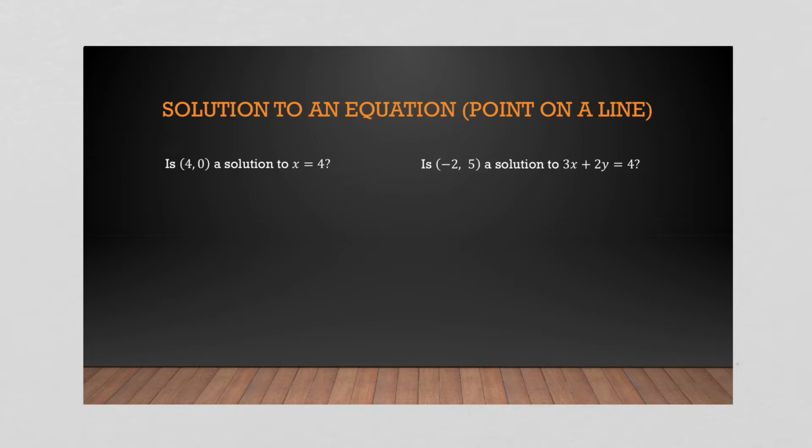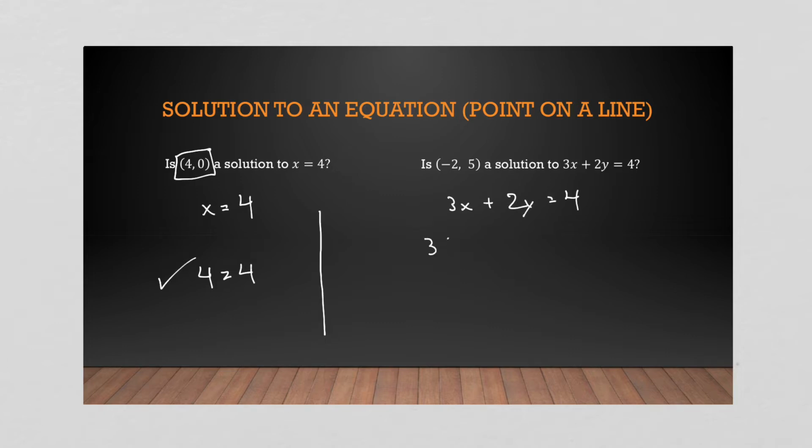A couple more. So now, this is technically a weird standard form because I just have an x, but it still works. And I'm still plugging in my x value. So 4 equals 4. Yep, that works. That's a vertical line. And then here I'm plugging in negative 2 for my x value and 5 for my y value. So 3 times negative 2 plus 2 times 5, and I get negative 6 plus 10 equals 4. 4 equals 4. So yes, I am a solution to the equation, or I am a point on that given line. That is what that means.